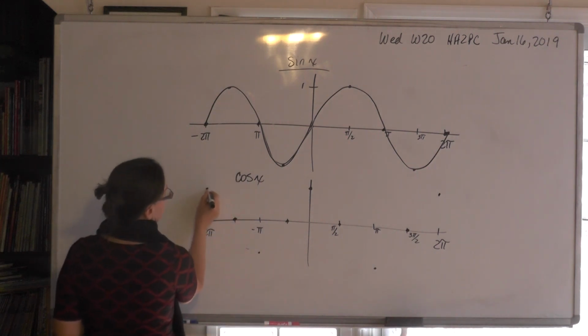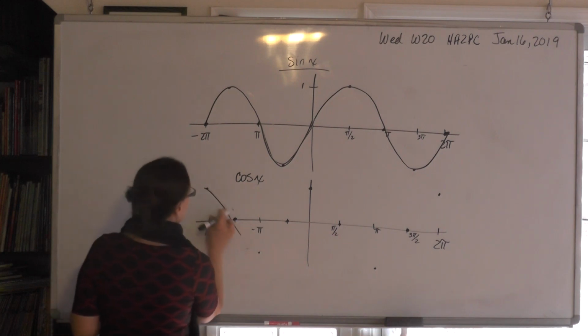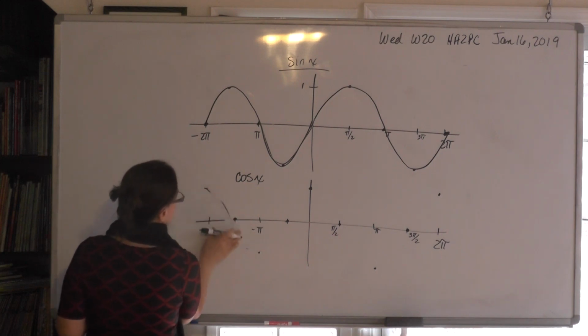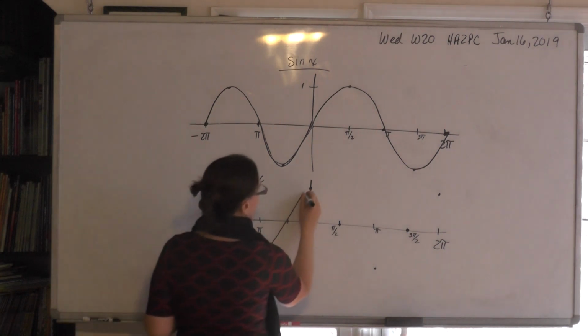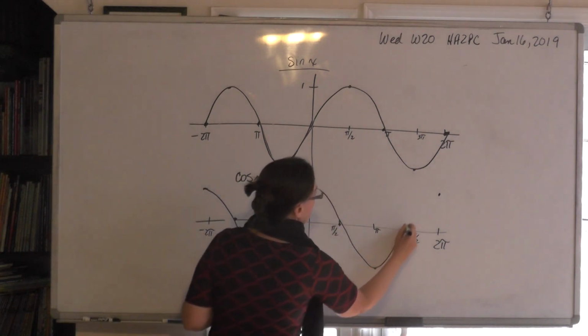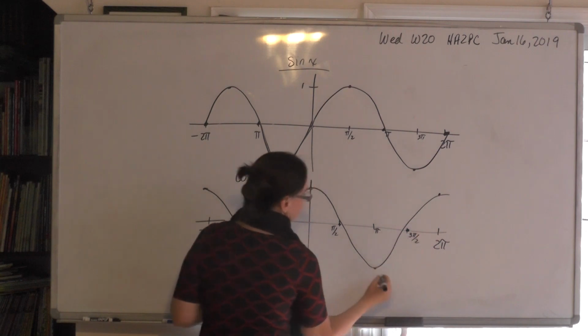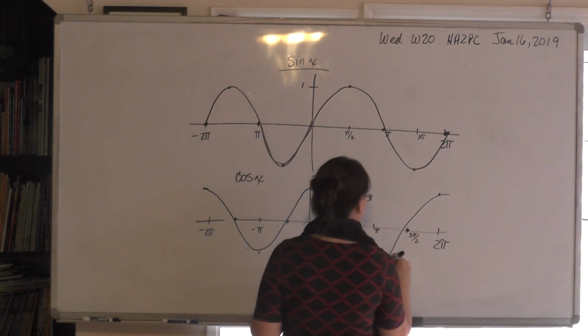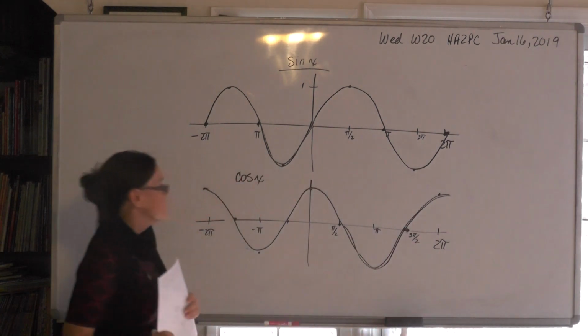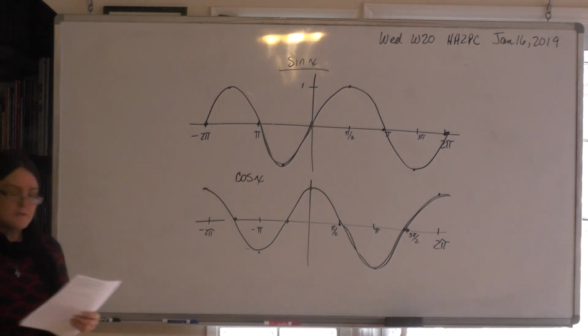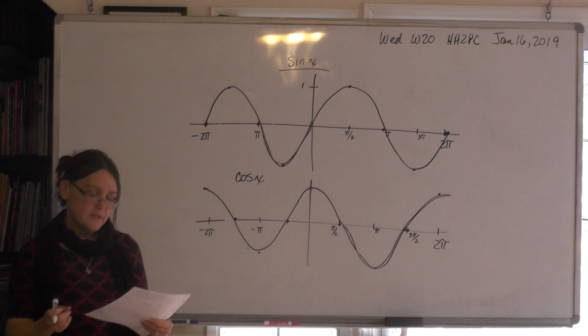We should have something that looks like this, right? It's harder to sketch on the board. Something along the lines of that. And there's my cosine, very rough on the board.